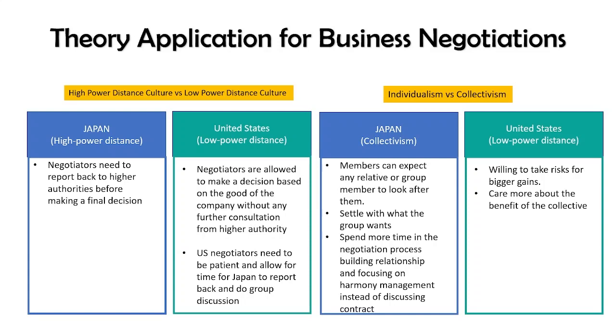Another dimension is individualism versus collectivism. We can see Japan is a collectivist country, where members can expect any relative or group member to look after them. They always settle with what the group wants and spend more time in the negotiation process on relationships and focusing on harmony management instead of discussing a contract. While the United States is a low power system, willing to take risks for bigger gains, and they care more about the benefit of the individual rather than the collective.